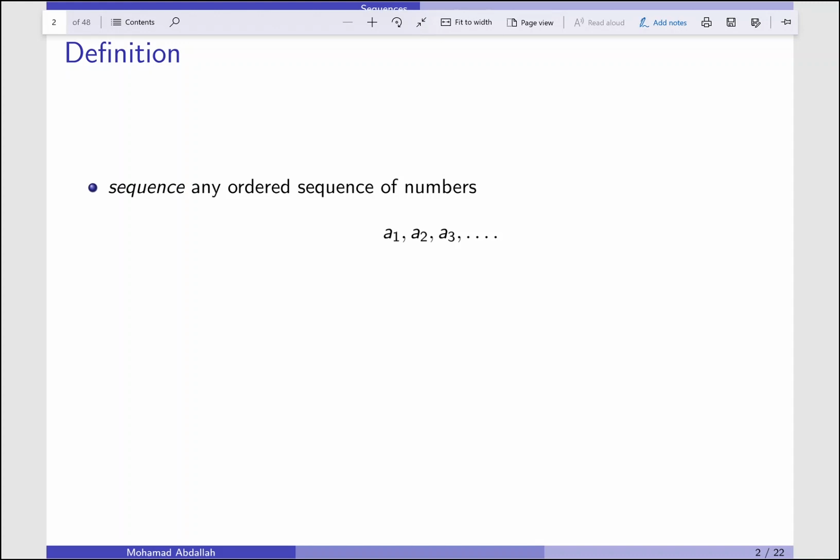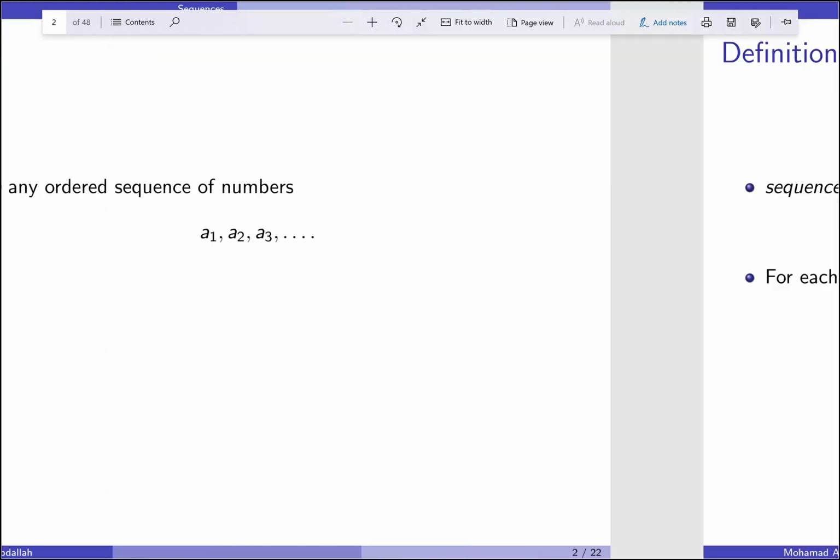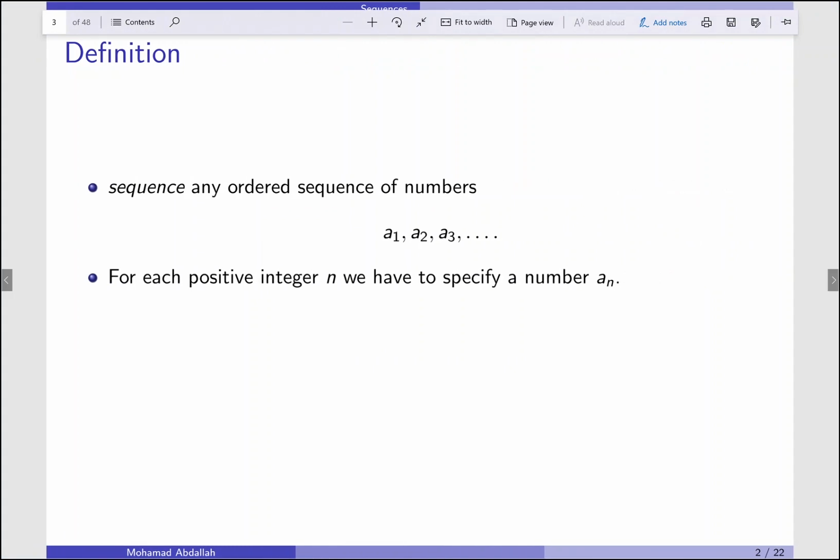So the first term, or the first number, usually is a1, the second one is a2, and then it's a sub 3, and so on. For every positive integer n, which means I'm considering the values n equal 1, 2, 3, and so on, we have a specific number an.